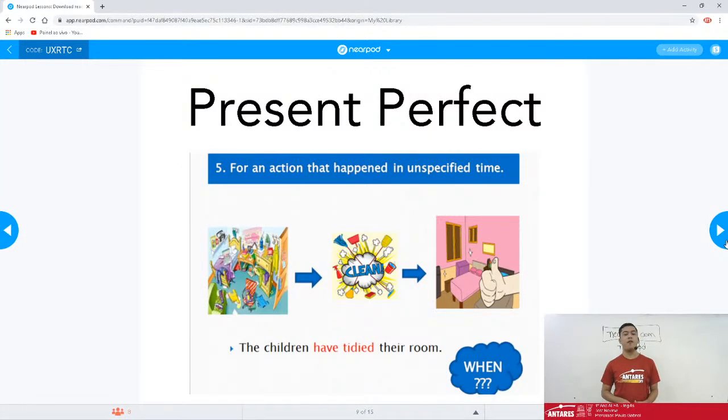And the last one is for an action that happened at an unspecified time. It happened in the past, but we don't know or we don't want to specify when it happened, okay? So the children have tidied their room. We don't know when. We don't know if it was yesterday, this morning, or last month. We only know that it has happened. Okay? Now, Teacher Cleisa, let's go to the next one.